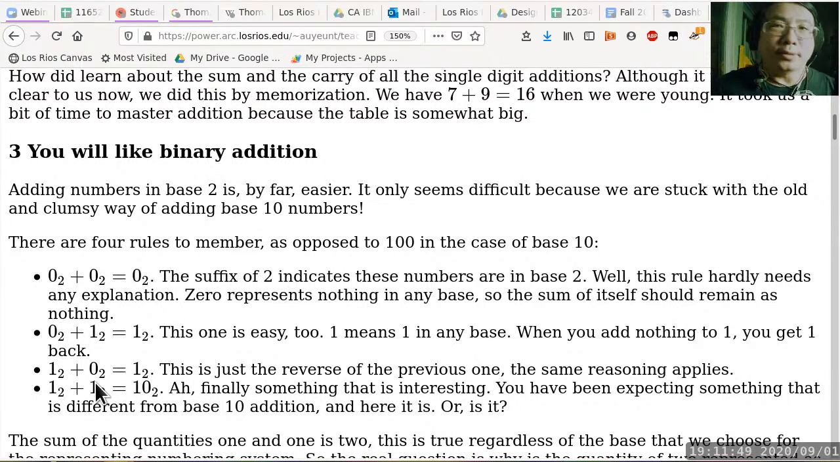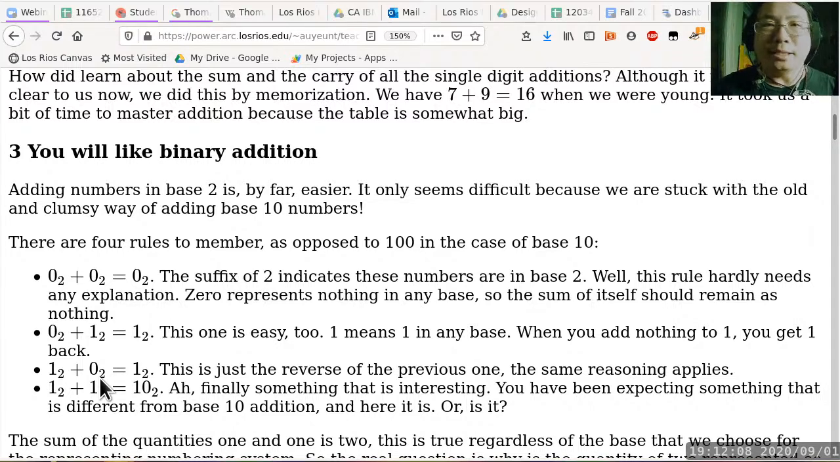All right, the third case. The third case is pretty much the second case, except I have just reversed the order. So instead of asking what is 0 plus 1, I'm now asking 1 plus 0. Since we already know that addition is commutative, 1 plus 0 is just 1 too.